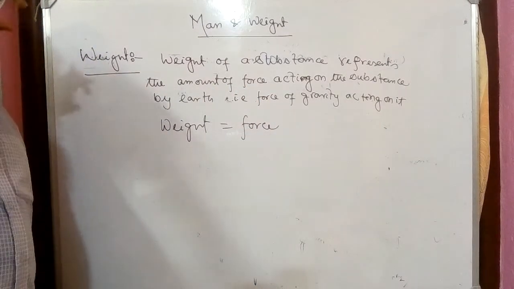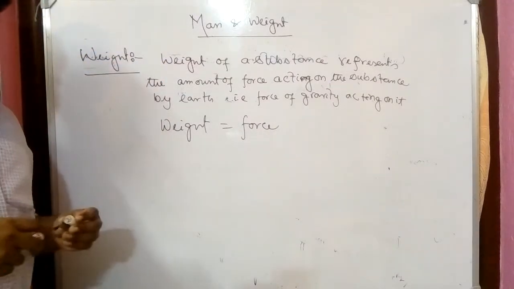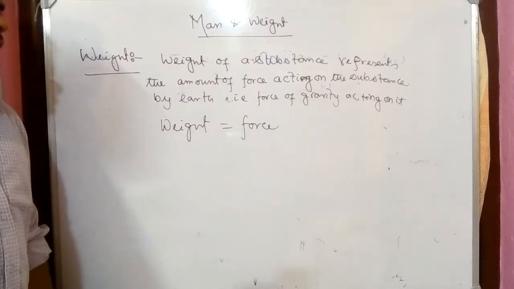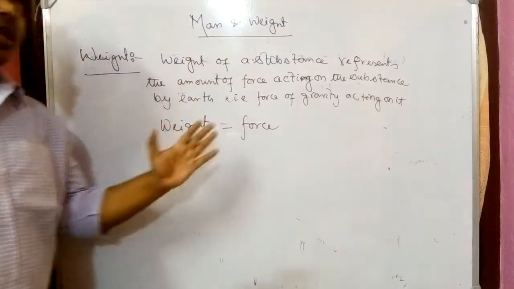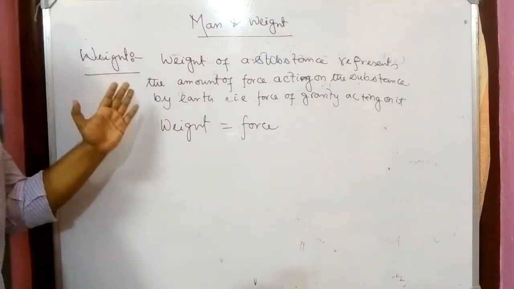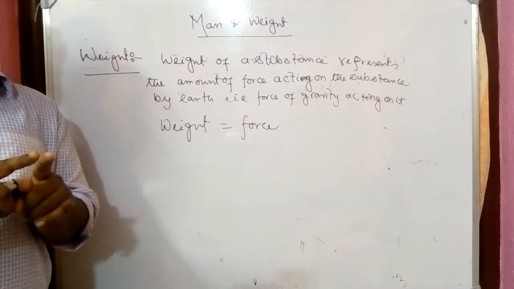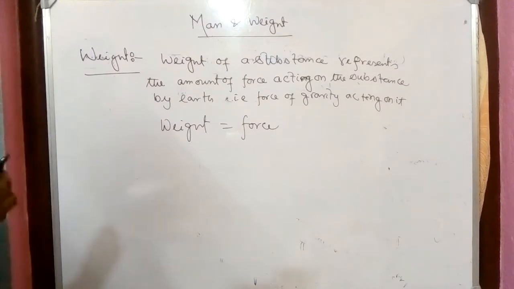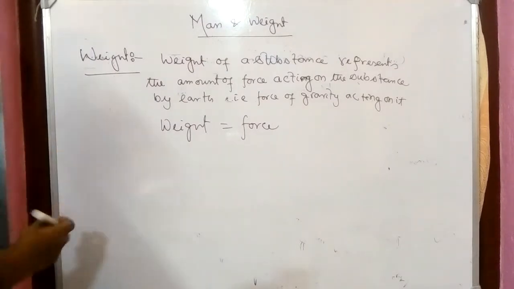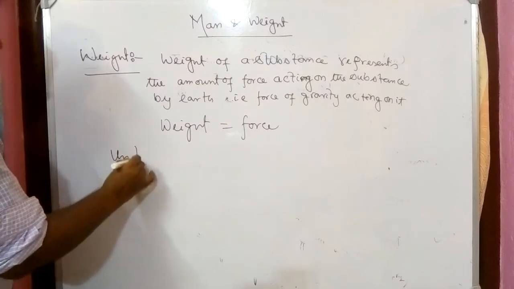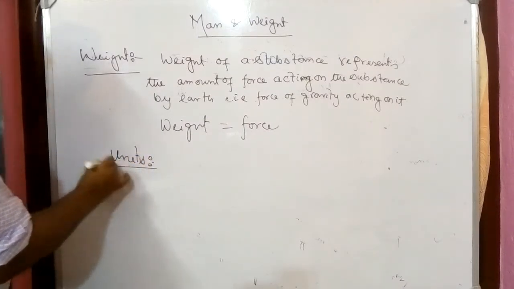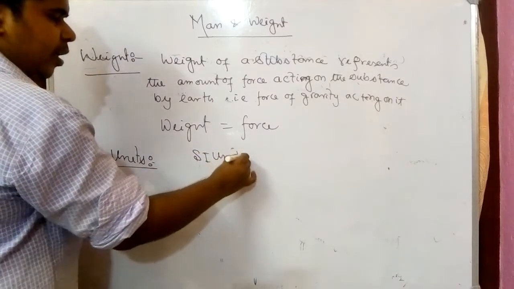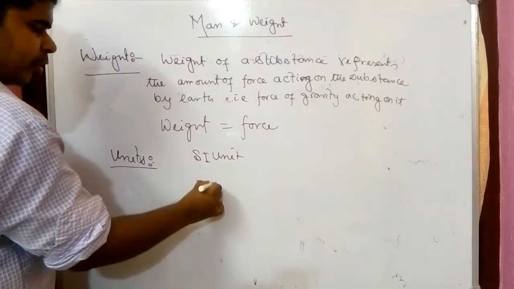Clear? So whenever we talk about mass, it is the amount of quantity contained in a substance, and here the force acting on a substance due to the earth is what is meant. So these two things are not the same. Now coming to the next thing, how are we able to measure it? For that we need a unit. So what are the units of weight? First we have to discuss the SI unit. The SI unit of weight is newton.